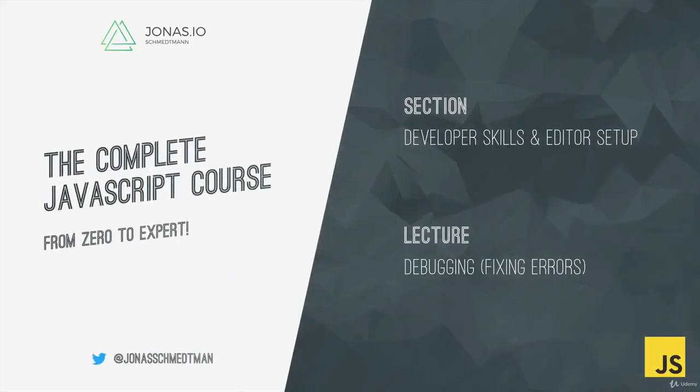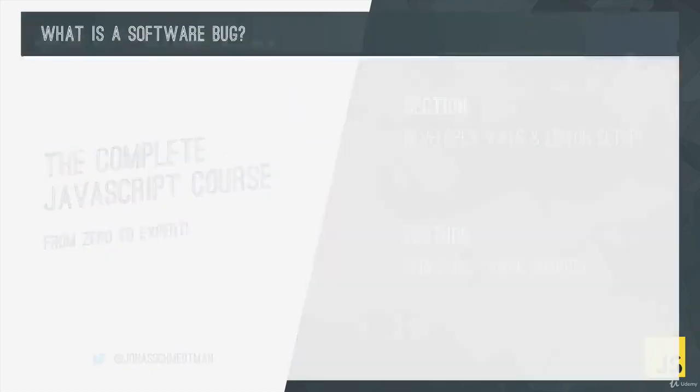So we talked about problem solving, which is a very important skill of any software developer. Now, another extremely important developer skill is debugging, which means to find and fix errors. So let's finish this section by talking about debugging to make you ready for the rest of the course ahead.